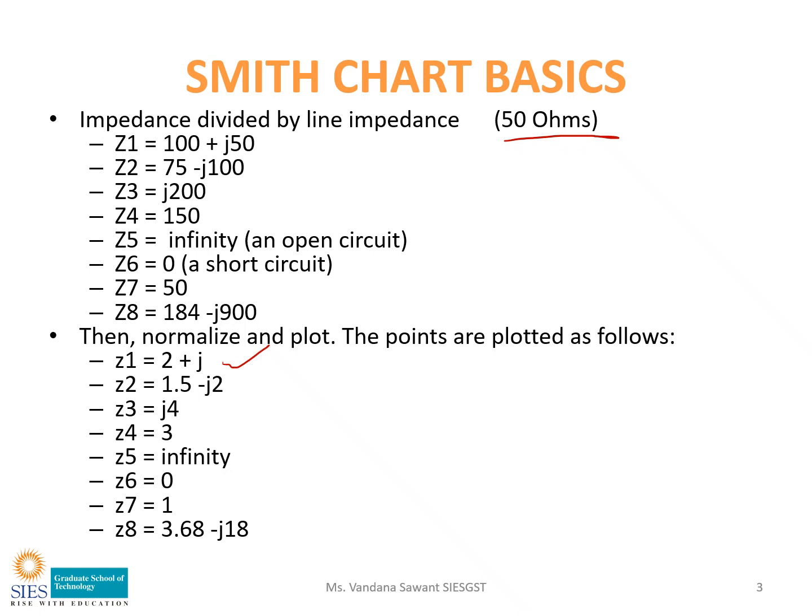Similarly, if Z7 has a value equal to 50 ohm and we divide it by 50, then Z7 is equal to 1. In this way, Z8 is equal to 180 minus J900, which divided by 50 is 3.68 minus J18. So these will be the normalized values. Like this, we have to convert the actual values to normalized values by dividing with the characteristic impedance. First we need to convert all values to normalized values, then we can plot them on the Smith chart.